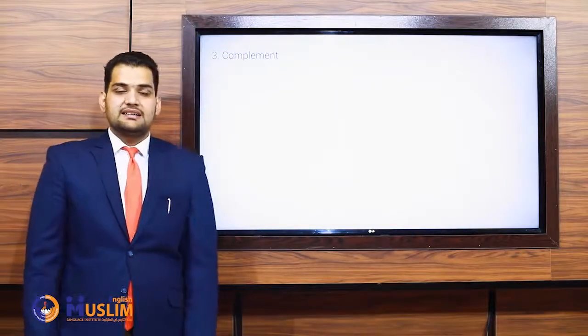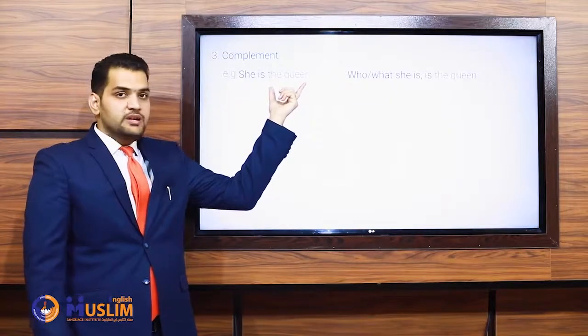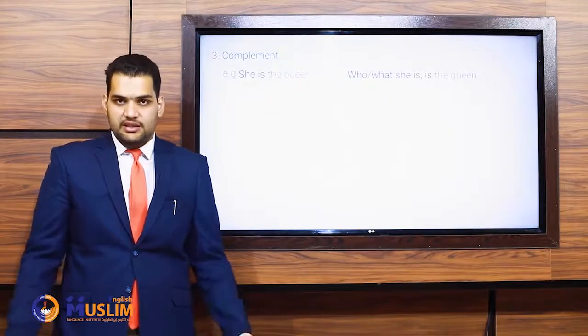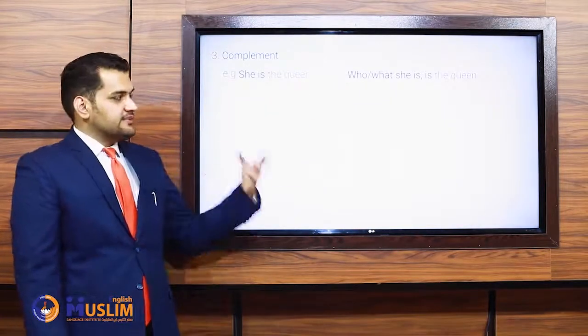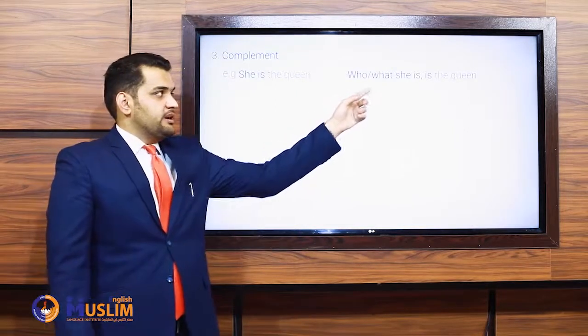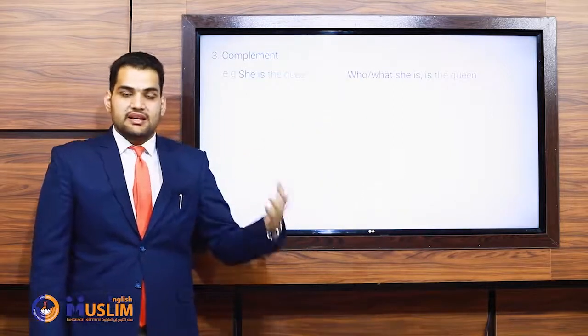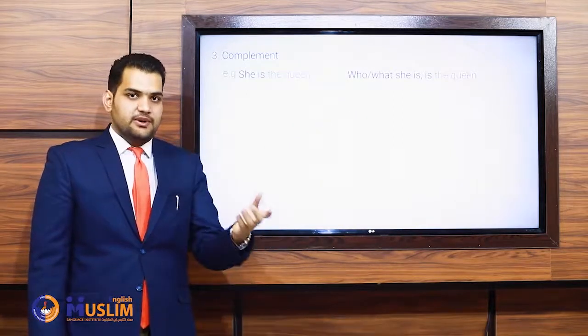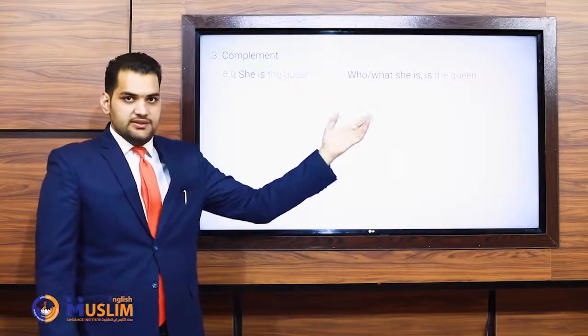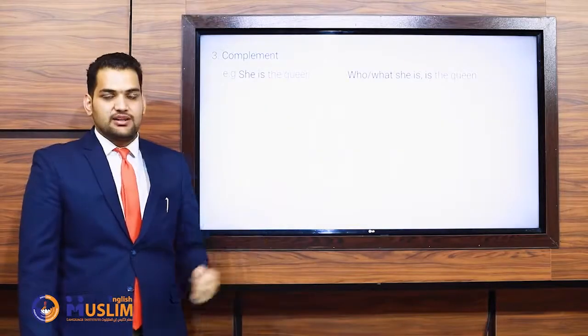The third thing is the complement of a sentence. For example, she is the queen. In this sentence, the queen is the complement. It's not the object. And if you want to emphasize it, you can say who or what. If you remember, I told you that what is used to talk about a person, place, or an action. So do not get surprised if we use what for a person. Who or what she is is the queen. We use 'is' two times, and between them, we use a comma.